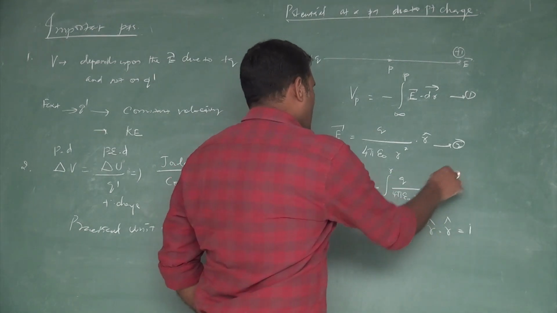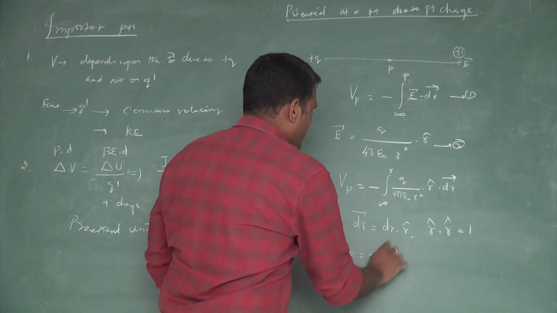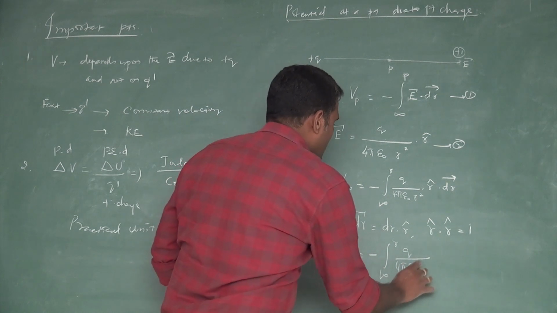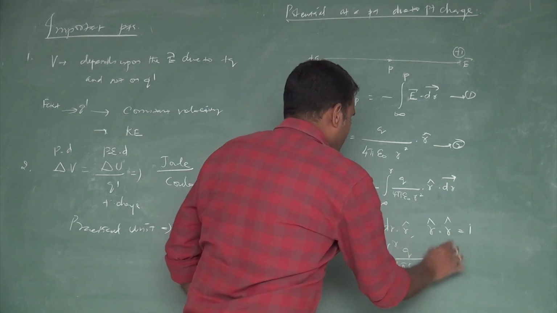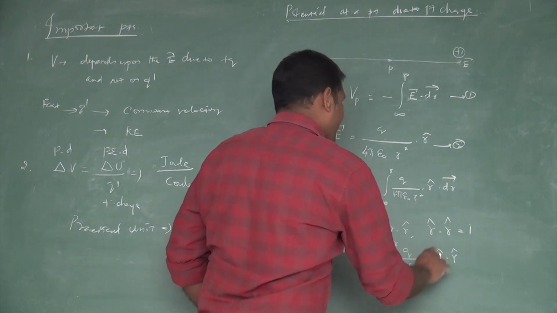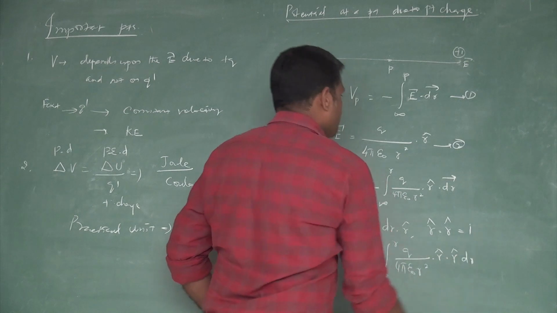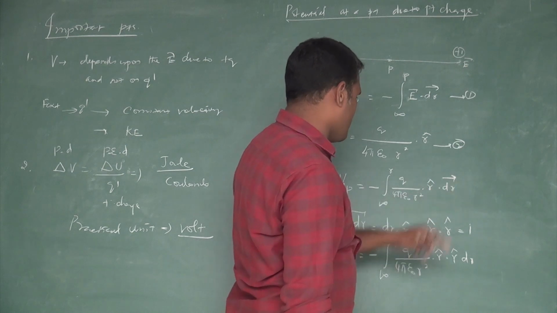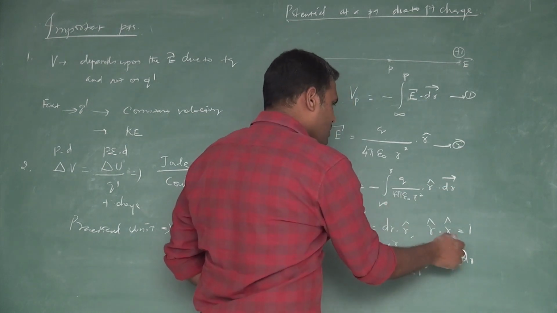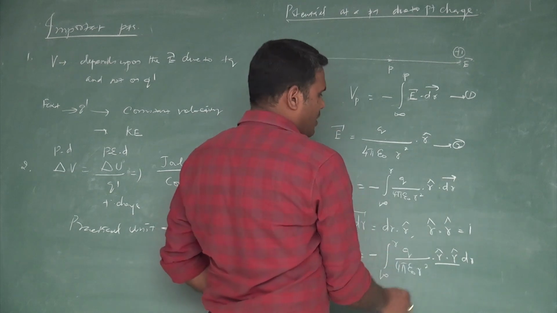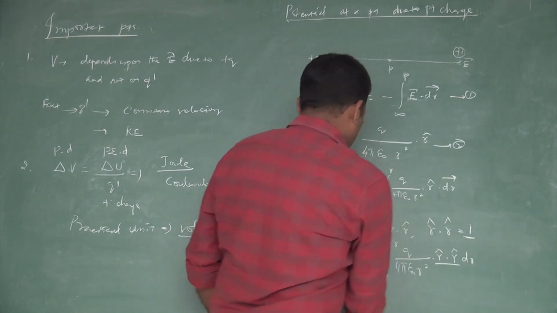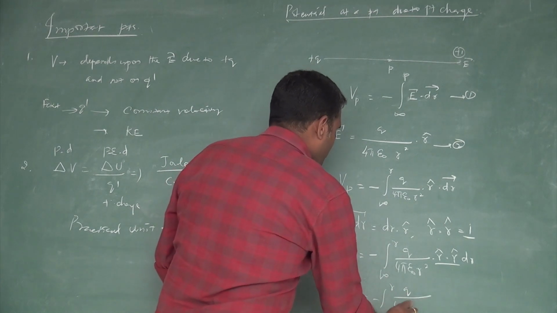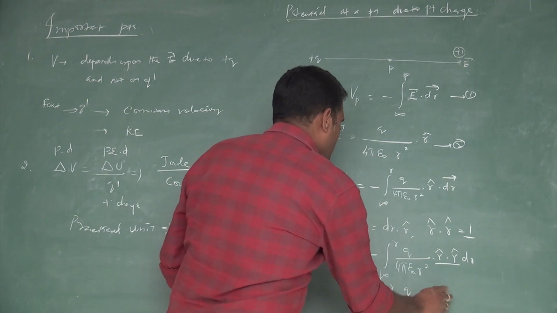So, instead of dr vector, I am going to write Vp equals minus integral from infinity to r of q divided by 4 pi epsilon naught r square into r cap dot r cap into dr, because this is the dot product, E vector dot dr vector. Instead of dr vector, I have taken a dot product with r cap dr. What is r cap dot r cap? 1. So this expression will get transformed to minus integral from infinity to r of q divided by 4 pi epsilon naught r square into dr.